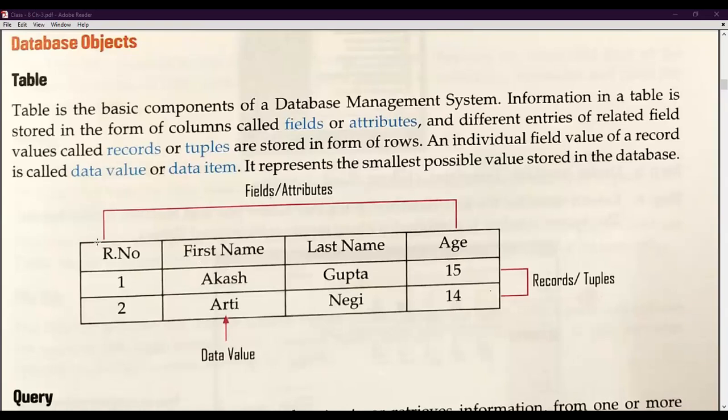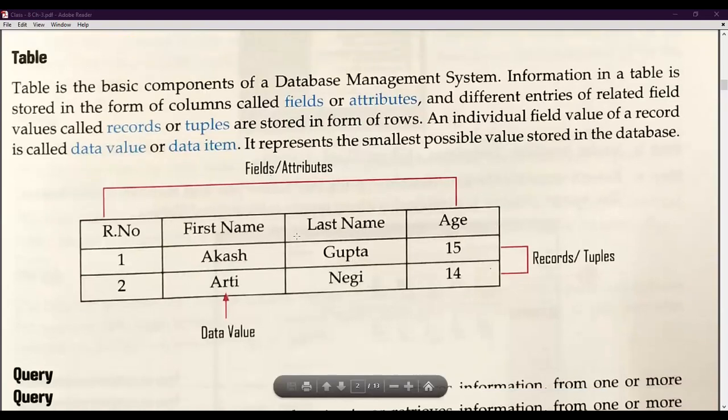So here you can see on your screen R number, first name, last name and age are the fields and attributes. That means these are the columns. And yes, 1, 2, Akash, Aarti, Gupta, Negi, 15 and 14 are, in the term of DBMS, records or tuples. And yes, if I work on this Gupta, so this Gupta is nothing but a data value.